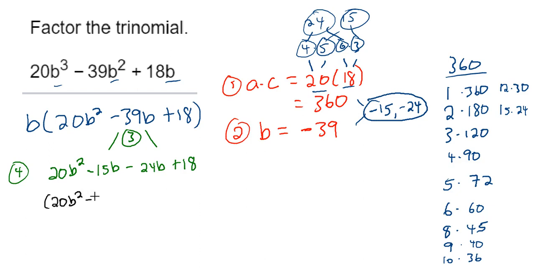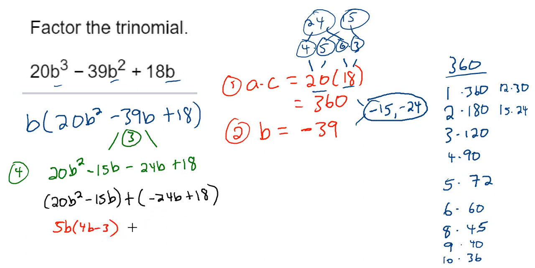So I'm going to group the first two terms together. We have 20b squared minus 15b. Always start with a plus sign between your two groups. That minus sign will stay with the 24 inside the second group. So we get negative 24 plus 18 in our second group. So the common factor in the first group would be 5b. That's going to leave me with 4b minus 3.